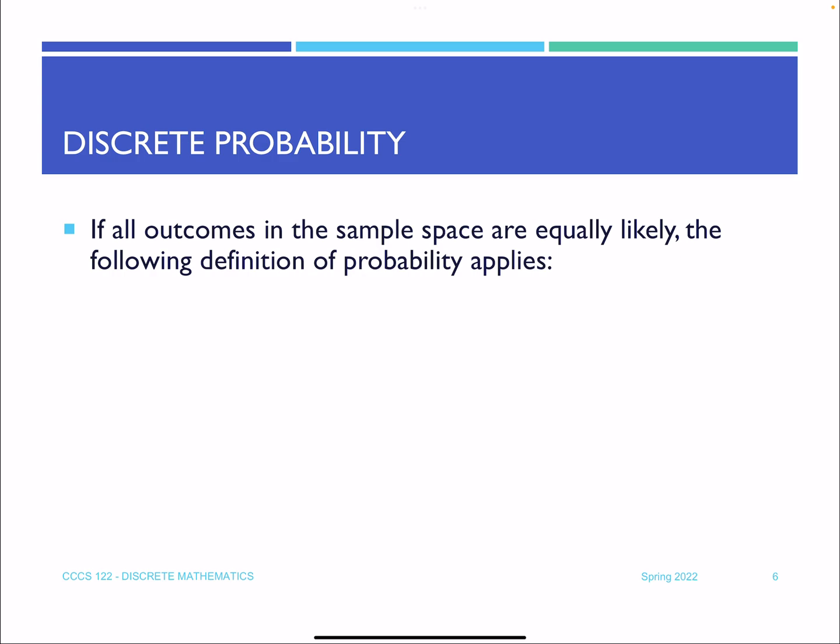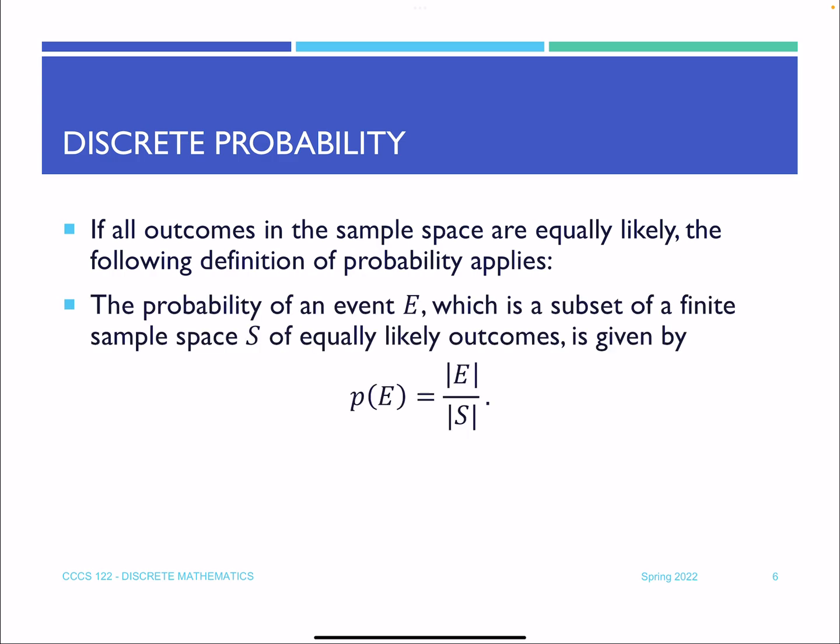Now, if all outcomes in the sample space are equally likely, then the following definition of probability applies. The probability of an event E, which is a subset of a finite sample space S of equally likely outcomes, is given by the cardinality of the set E, consisting of all outcomes in the event, divided by the cardinality of the sample space.